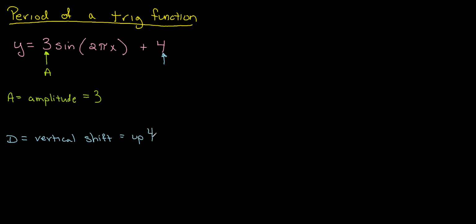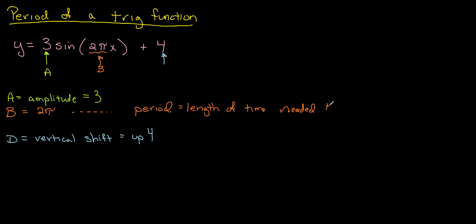Now, the period is related to the coefficient in front of our x, which is our b term. So b is going to be this number right here. That's not our period though. So this is 2 pi. And the connection here is that period, which is the length of time needed to complete one cycle. Okay, so that's what period is.